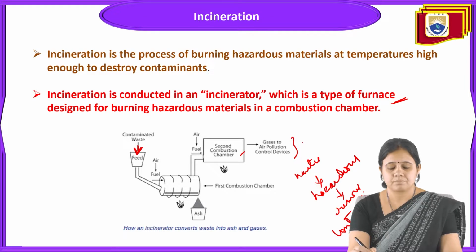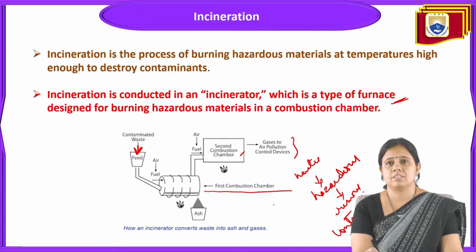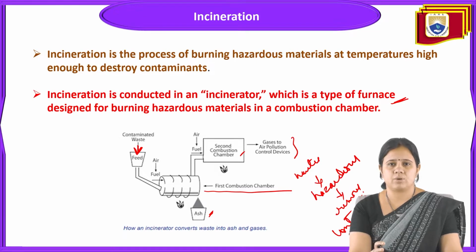You can see this is the first combustion chamber, and this is the second combustion chamber. In the first combustion chamber, some ash will be produced. That ash will also contain some contaminants, and the air will also contain some contaminants, so the air will be purified with devices such as an electrostatic precipitator.